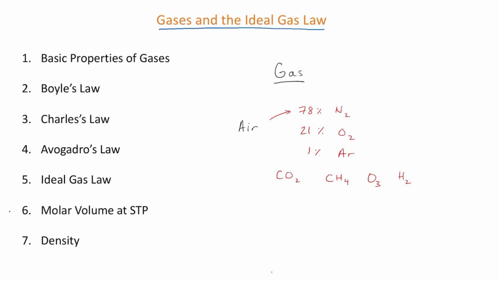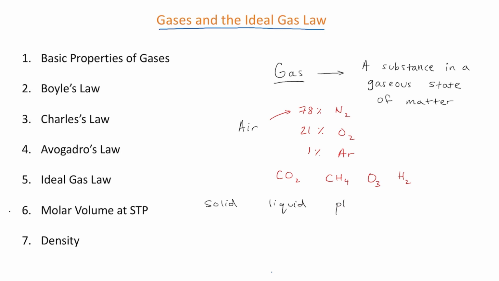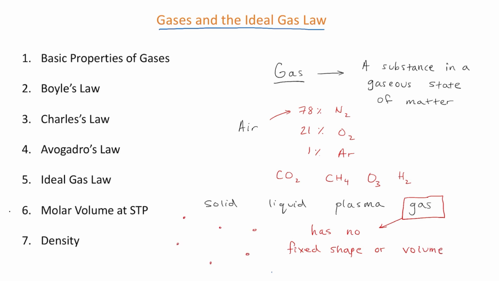But what is the definition of a gas? Well, a gas is a substance in a gaseous state of matter. Because gas is just one of the four natural states of matter. It's right there with the solids, the liquids, and the plasmas. And now what differentiates a gas from the other states of matter is that a gas has no fixed shape or volume.